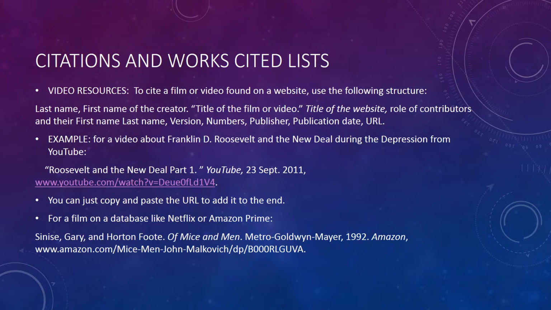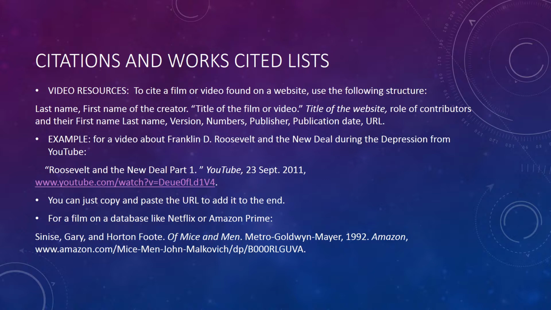For video resources, to cite a film or video found on a website, use the following structure. Last name, first name of the creators, the title of the film or video in quotation marks, the title of the website, role of contributors, and their first name, last name, version, numbers, publisher, publication date, and URL. Okay, that's a lot. Probably you aren't even going to have all of that information, so don't panic.